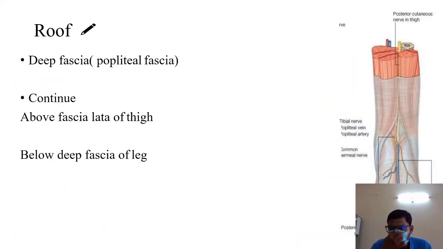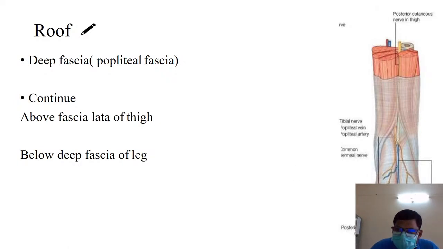Now coming to the roof. See, for the floor, you have seen the bones and other ligaments and fascia. But the roof, as you know, is formed by the muscles with their covering fascia. So the first fascia which you are seeing, which is covering the whole leg here, is called the deep fascia or the popliteal fascia here. Okay, and also this same fascia continues above as the fascia lata of the thigh, and also below into the leg it continues as the deep fascia of the leg.